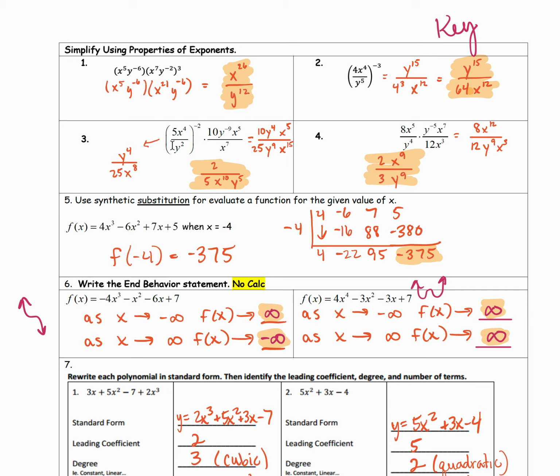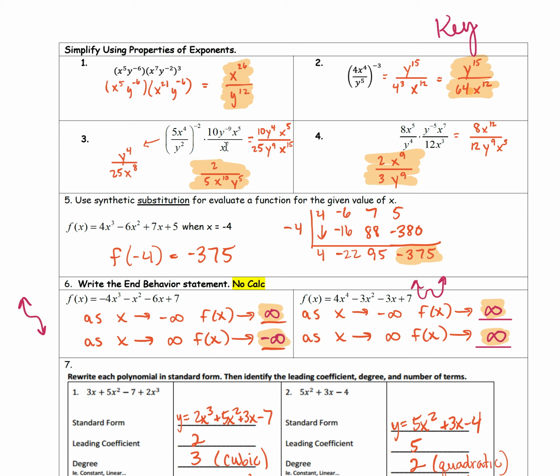This one, go ahead, the negative sign's going to flip everything, and then squaring it gives you 5 squared, which is 25, x to the 8th, y to the 4th, and again, they flip because of the negative exponent. And then y to the 9th is going to go to the denominator.